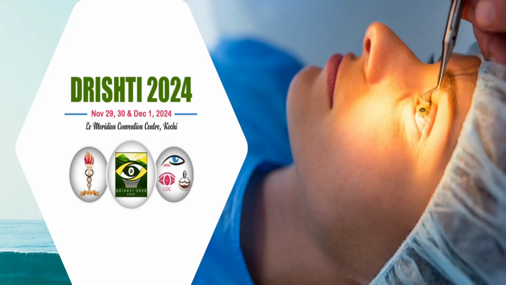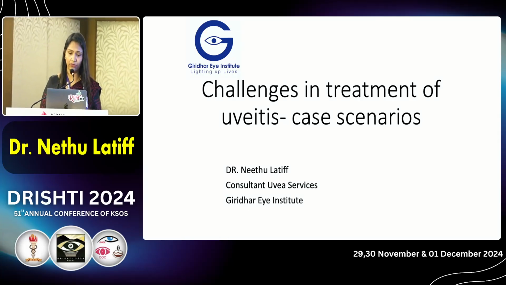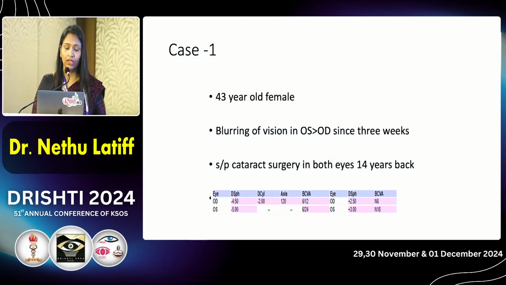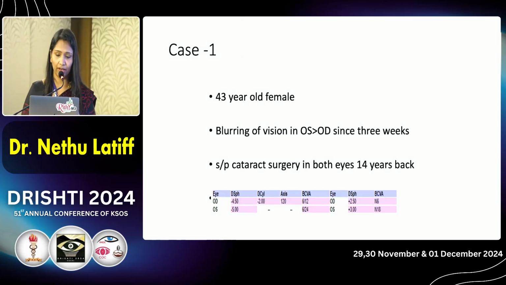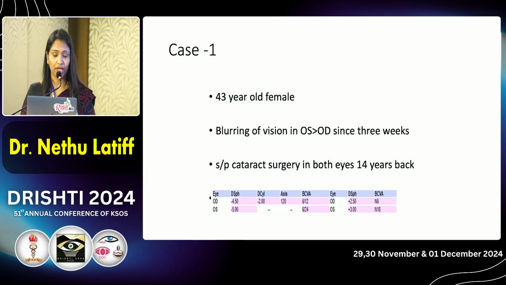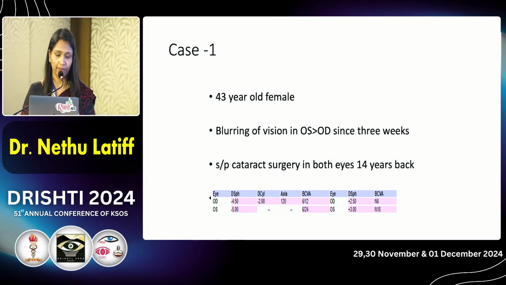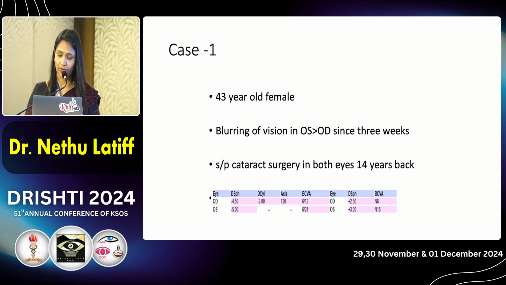Ma'am, I'll be talking on challenges in treatment of uveitis case scenarios. Case 1 is a 43-year-old female with blurring of vision in the left eye more than the right since 3 weeks, status post cataract surgery in both eyes 14 years back, and the vision and refractions are as follows.